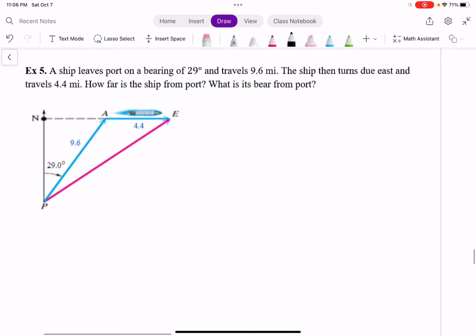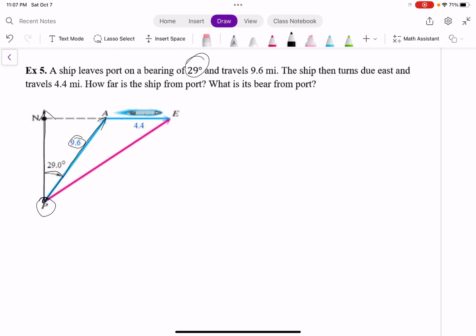Okay, let's see. The initial point is P. From P, first the ship is traveling on the bearing of 29. This is a single measure bearing. That means we start from the north and rotate clockwise 29 degree. So first my boat starts from P and goes in this direction, got here. So this length, or the magnitude, is 9.6.